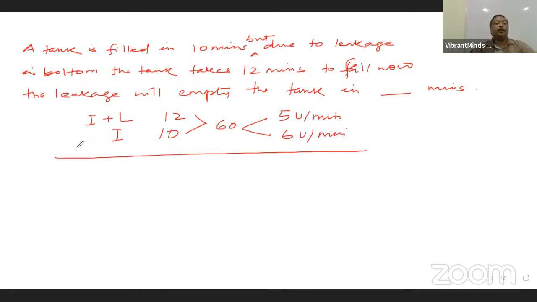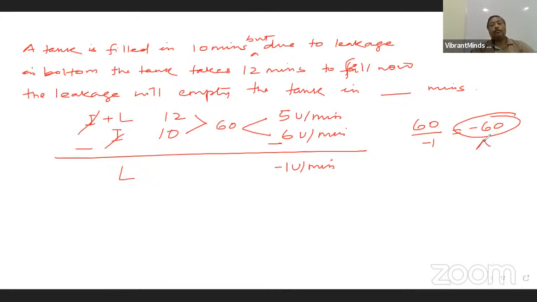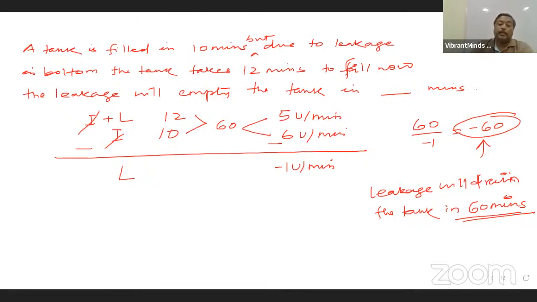So can I say leakage will take how much? So leakage is going to take -1 unit per minute. So 60 units to be done, 60 divided by -1, that is -60. This negative sign shows leakage will drain the tank in 60 minutes. Is it clear, guys?